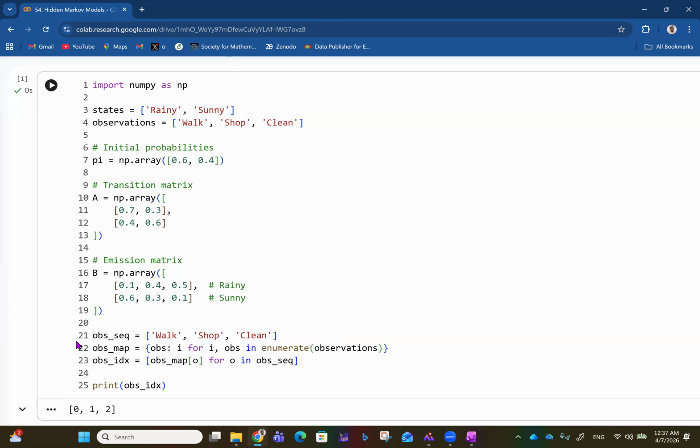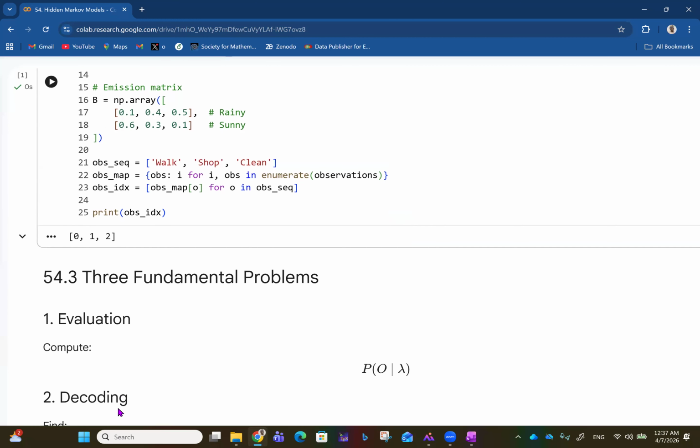And you can have the observed sequences walk, shop, clean, and then you can map that. So you have for i, observation in enumerate of your observations, and then an observation index, obs_map. If you print the indices, you have 0, 1, 2. So walk, shop, and clean are your observations, and those are 0, 1, 2. 0 is walk, 1 is shop, and 2 is clean.